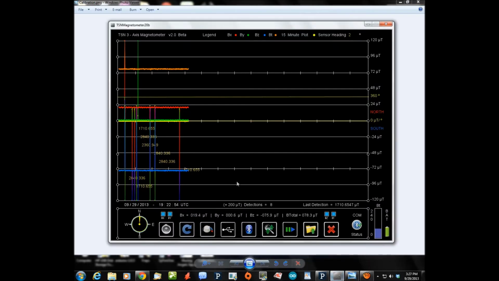Now back to the magnetograph for a minute. Now these spikes seem to come in pulses, and they only last for a fraction of a second. And this could be any number of things.